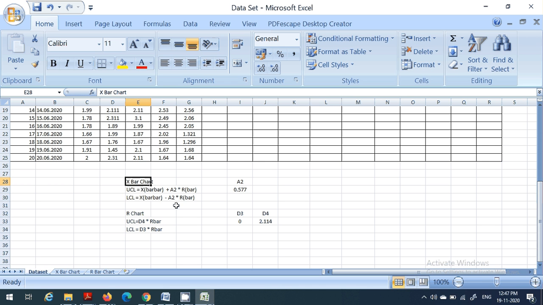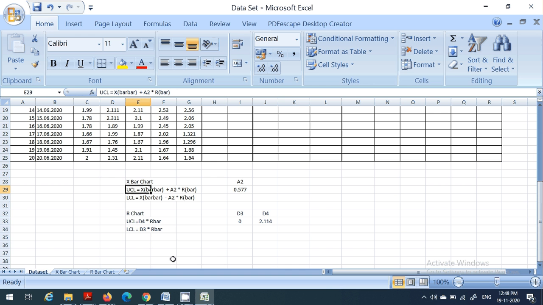The X bar chart can be used for identifying the assignable causes. There are two parameters, the upper control limit and the lower control limit. The upper control limit is calculated using the formula X double bar plus A2 R bar, and the lower control limit is X double bar minus A2 R bar. For the R chart, you also need an upper control limit and a lower control limit. The upper control limit is D4 into R bar, and the lower control limit is D3 into R bar.